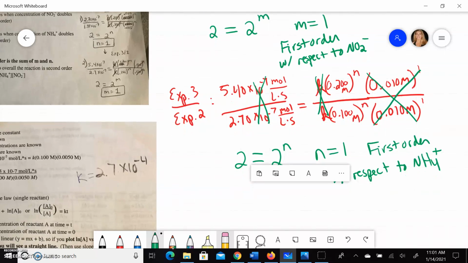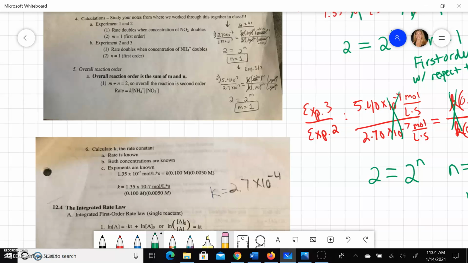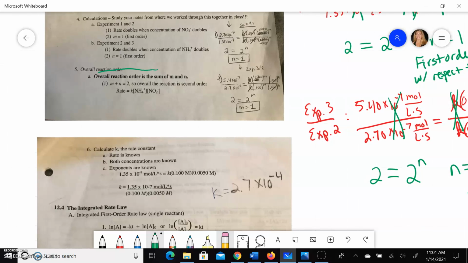And then to get the overall order of the whole reaction, you just add them. So right here, the overall reaction order is the sum of all of your exponents. So we have 1 and 1, which equals 2. And so for the final answer for this one, we can say that it is a second order reaction.